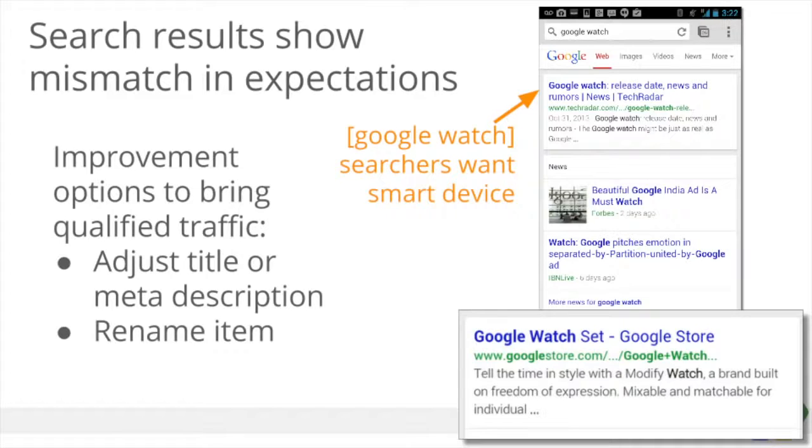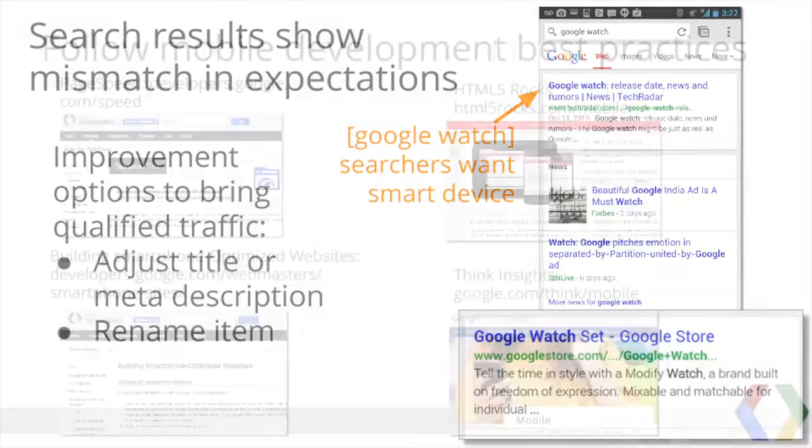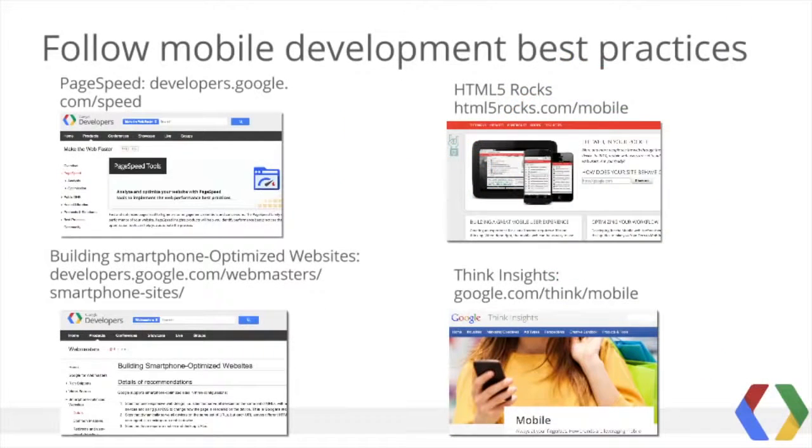Some options include adjusting the title or meta description so the search result appearance is more indicative of the product. I could also try renaming the item, perhaps to Google logo wristwatch, so that the distinction is more obvious to the searcher. And with that, all of our individual flagged pages have now been addressed.